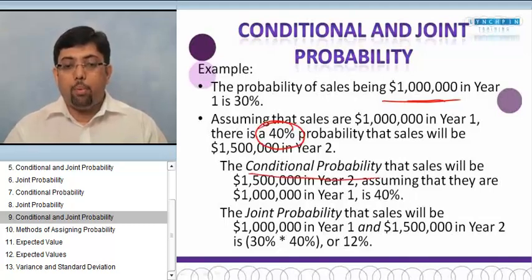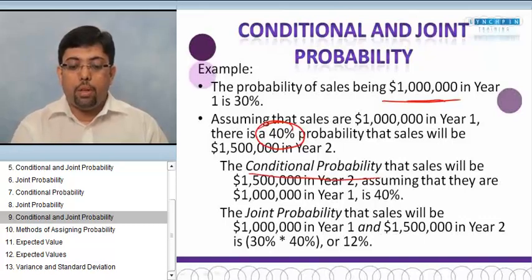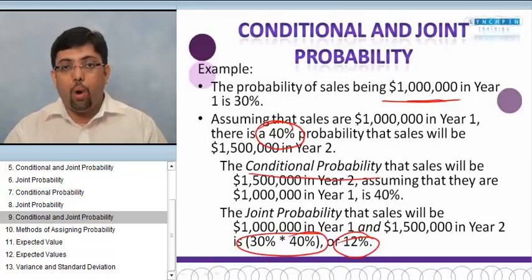The joint probability that the sales will be 1 million in year 1 and 1.5 million in year 2 is 30% multiplied by 40%. So we have a 12% chance that we will have $1 million worth of sales in year 1 and 1.5 million worth of sales in year 2. So the joint probability, both events occurring together, is 12%.